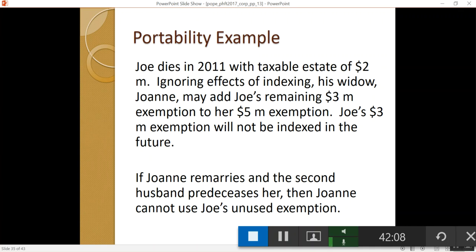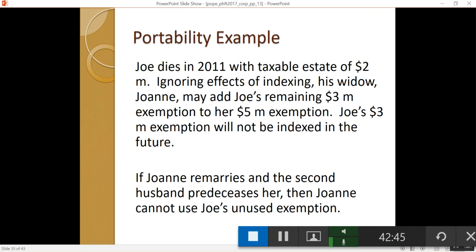And so now, let's say she dies in the next year. I'm just going to ignore indexing in the example; I'd have to look up what it is. Well, let's say she dies in 2013. So in 2013, the exclusion amount or exemption equivalent is $5,250,000. So her exemption equivalent is increased by the $3 million that gets passed over to her under this portability rule. So now her exemption amount is $8,250,000 when she dies the next year in 2013.